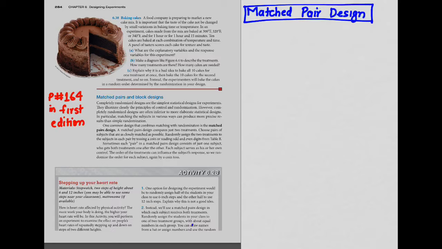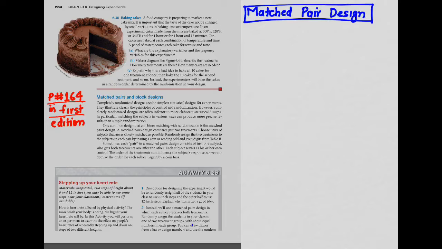Today we are going to learn about matched pairs and block designs. The format you see in this video is a digital edition, a newer edition, and it's on page number 164 from your textbook. All right.